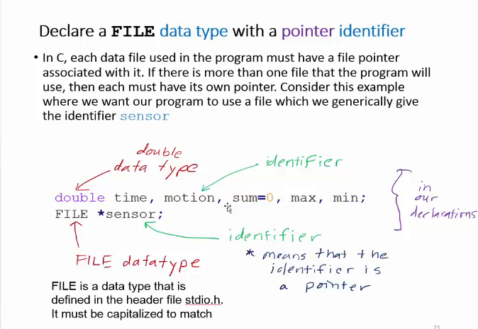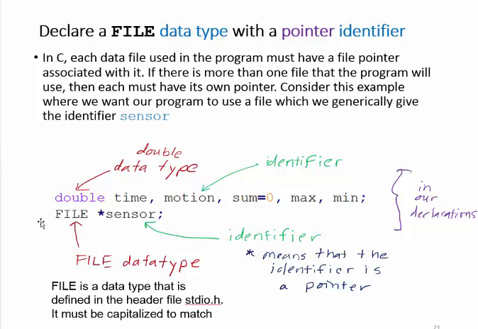I can put 0 in my place in memory that I've given the name sum, and so I've already filled up some value in that place in memory. So this is in our declaration area, and we're used to declaring ints and double data types.